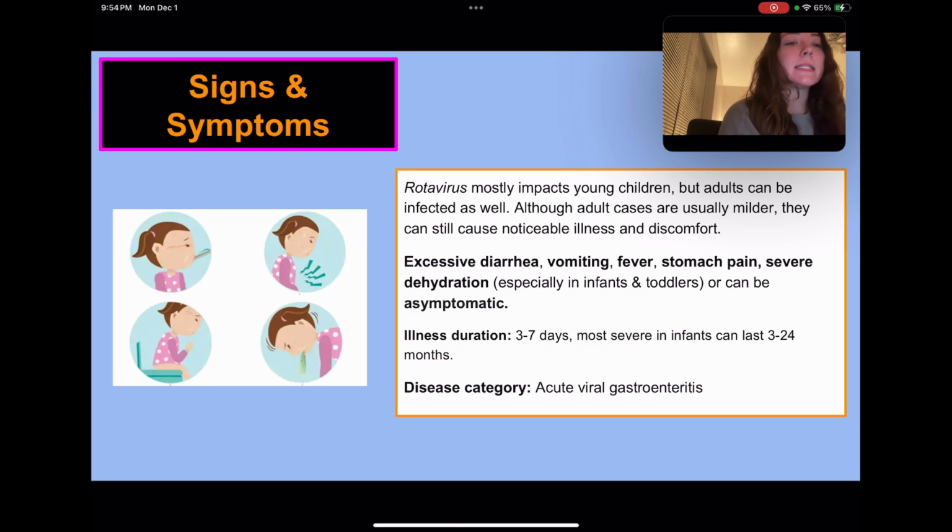Some of the main symptoms of this virus include excess diarrhea, vomiting, fever, stomach pain, and severe dehydration, and can even be asymptomatic, especially in toddlers and infants. The illness duration for this virus is usually 3 to 7 days, but the most severe in infants can last 3 to 24 months. This disease category would go in the acute viral illness.